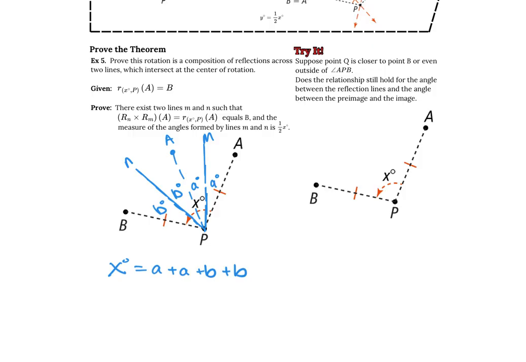Okay, so we need to put a point Q that is closer to point B. It's going to be closer to point B. So that's my line M. So when I reflect B across M, I end up roughly right here, so B prime.